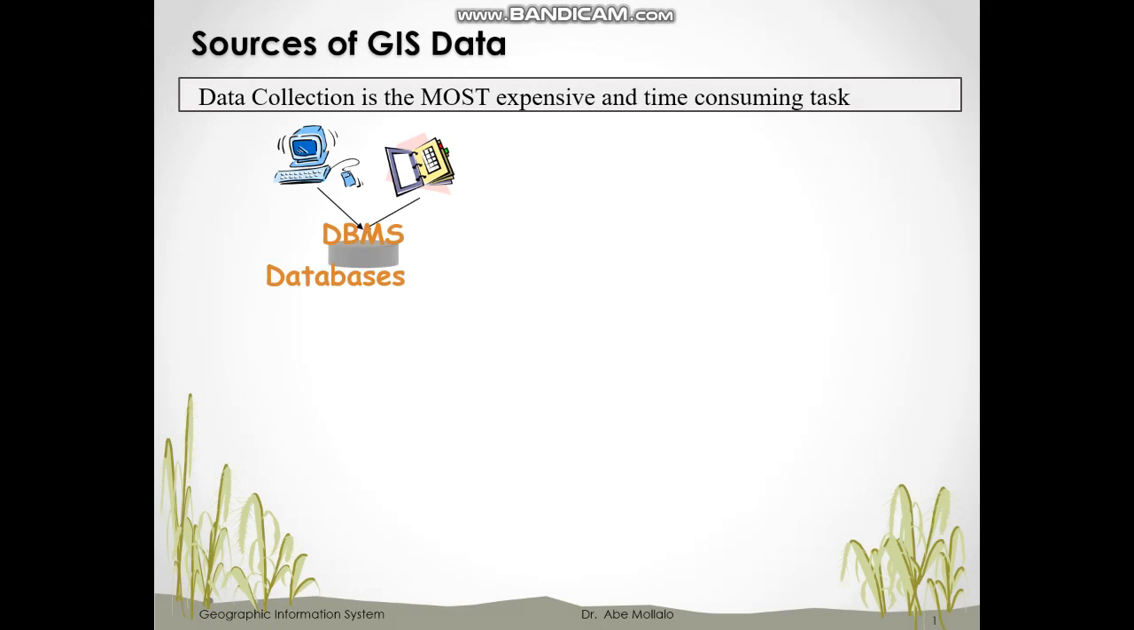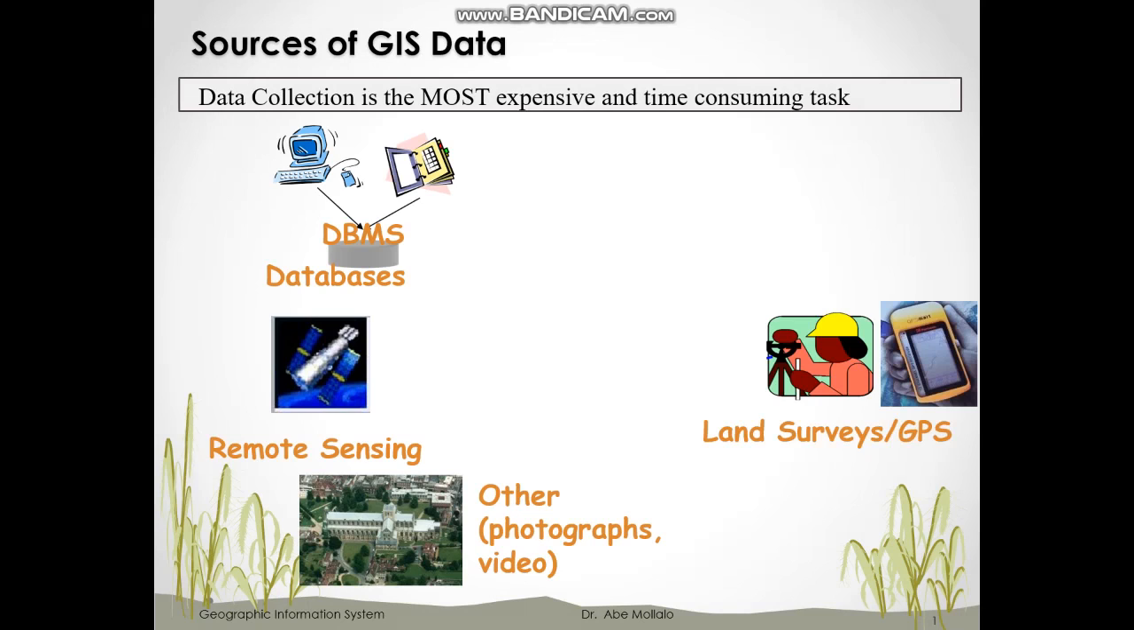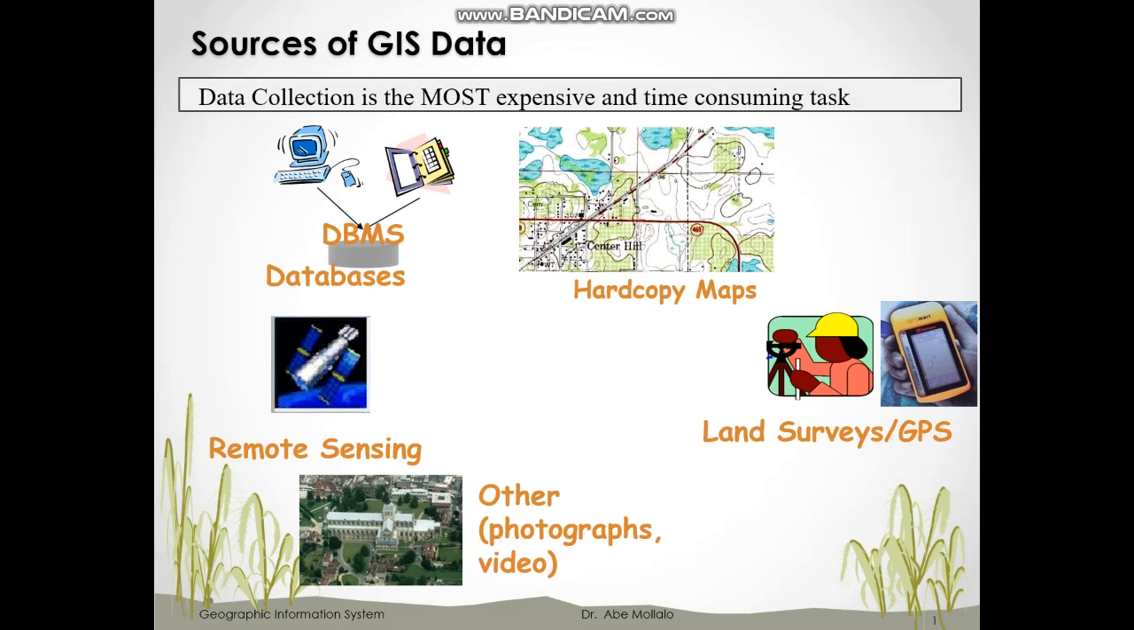The second source of GIS data sets are satellite images and also air photos. Information such as vegetation cover, air pollution, land cover type, land surface temperature can be obtained from satellite images. Also, you can acquire GIS data directly from GPS device and land survey. And historical and hard copy maps are other sources of GIS dataset.